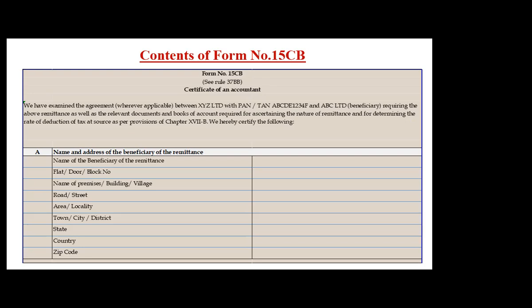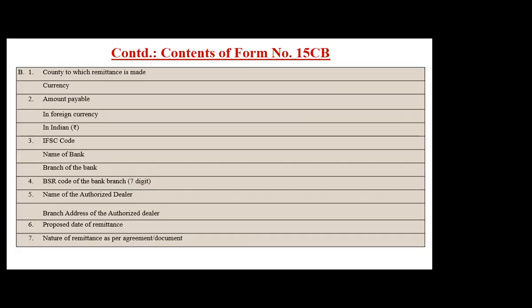So coming to the contents of 15CB. 15CB is divided into two portions, Part A and Part B. Part A has just the name and address of the beneficiary of the remittance. Here we are not talking of the beneficial owner, only of the payer. So all the details of the payer have to go in this Part A. Coming to Part B, the country to which remittance is made. There is a drop down menu. You can choose the country to which remittance is made.